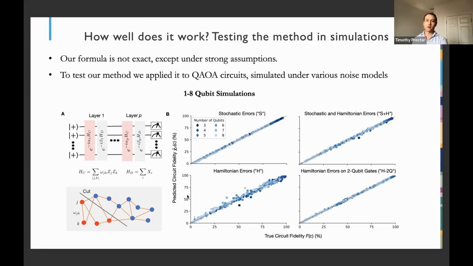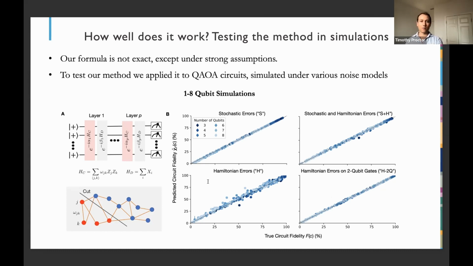And so we want all the data to sit on the x equals y line. That means we've completely succeeded. Each of these different data points just consists of a different QAOA instance. So I just picked a new QAOA circuit, and then I've calculated the true circuit fidelity under the noise model that we picked for that circuit, and then what we get out by running the procedure. So you can see with stochastic errors, we're bang on. We're absolutely nailing the fidelity.